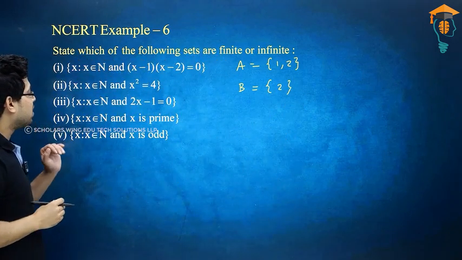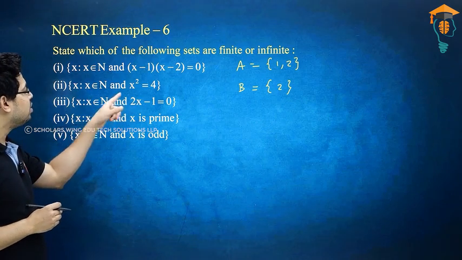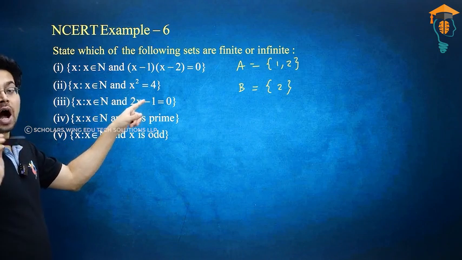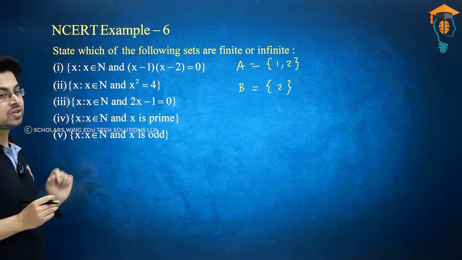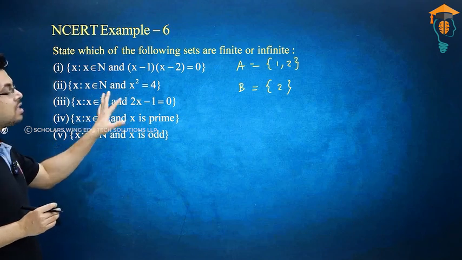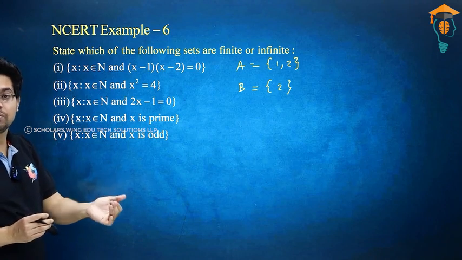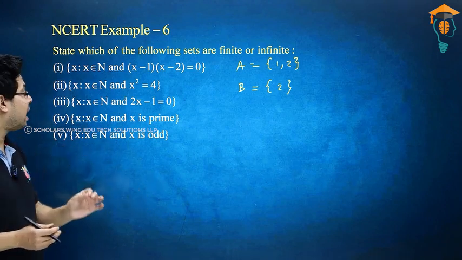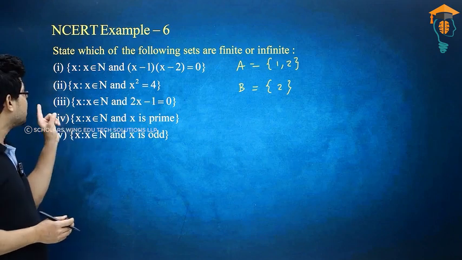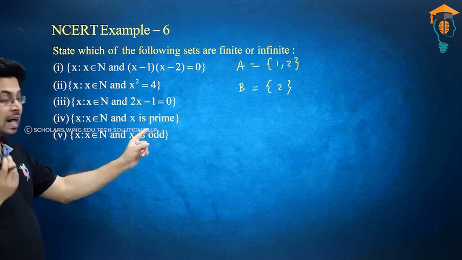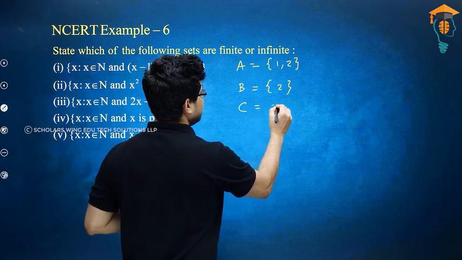Now here x is a natural number and 2x minus 1 equals 0. If you solve this, you will get x equals half. And x is a natural number. Is half a natural number? No, sir. That means you don't have any natural number which is satisfying this equation. That means this set is a null set. Let us call this set C. So set C is a null set.